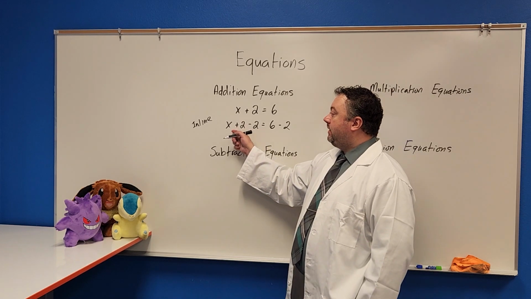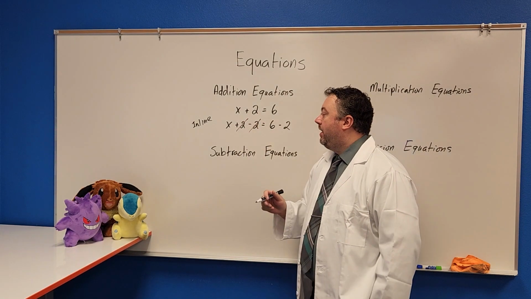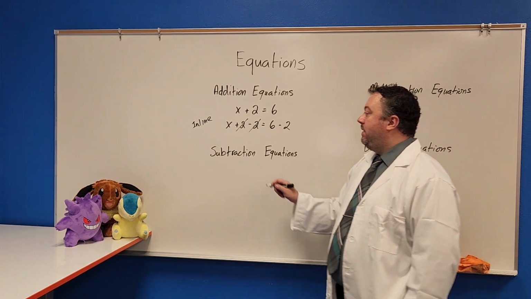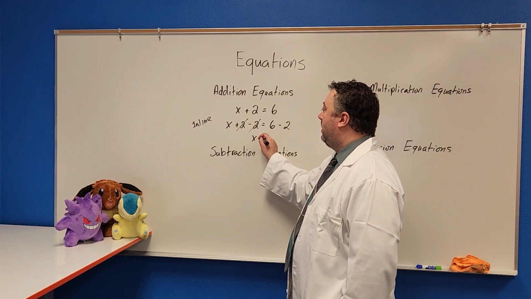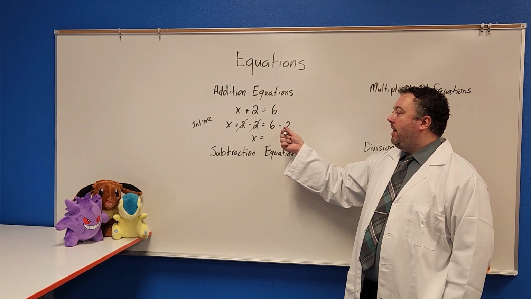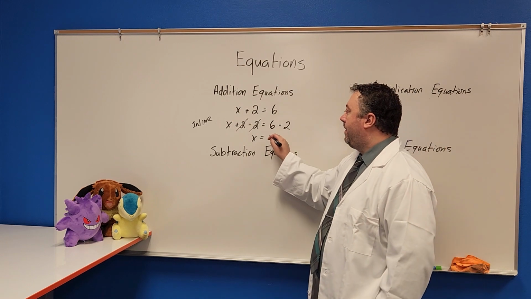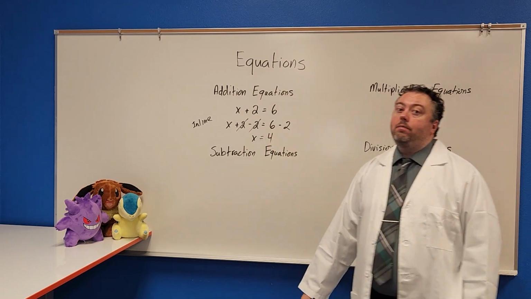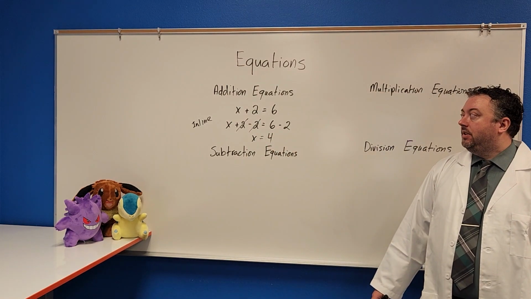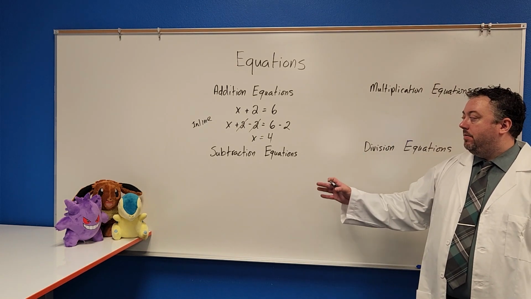Now, I look at plus 2 and minus 2. Plus 2 minus 2 cancel each other out, which leaves me with just an x on the left side of the equation. On the right side, I go ahead and I simplify 6 minus 2. 6 minus 2 makes 4. And that is how we solve an addition equation. Subtraction equation.